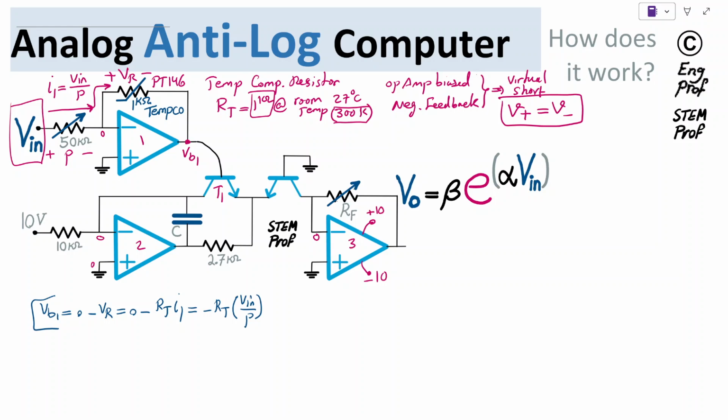Okay, so we're going to keep this. Basically, I just showed that we have minus RT over P times Vn. That's the value of the voltage at base 1. Now, the base-emitter p-n junction voltage VBE of transistor 1 is a function of the current flowing through the collector of transistor 1. That becomes roughly the current of the emitter.